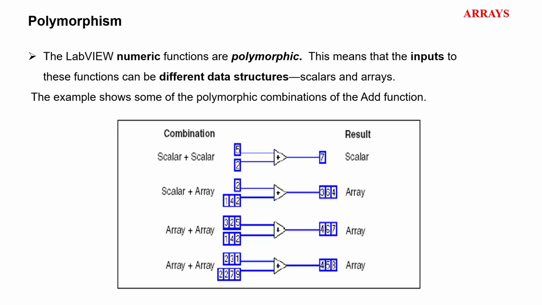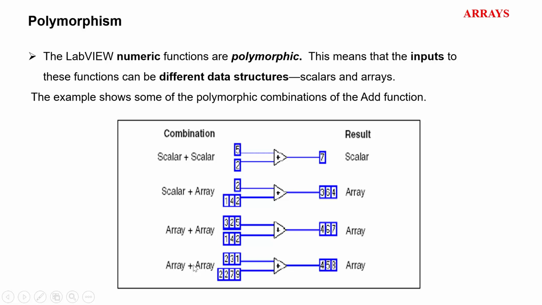Polymorphism. The LabVIEW numeric functions are polymorphic in nature. This means that the inputs to these functions can be different data structures, scalars or arrays. Here we have shown that if you have 5 plus 2, the output is 7. If you have scalar plus array, the scalar will be added to each and every element. If you have array plus array, the corresponding elements will be added up.